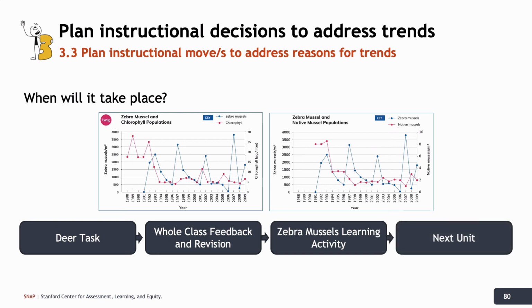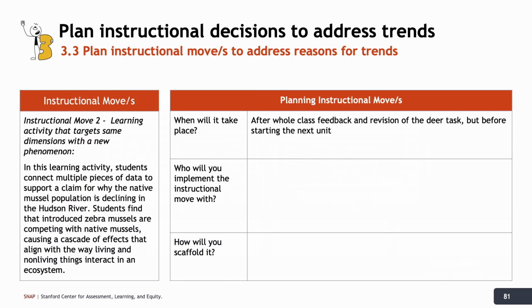So in the next unit, you might include a targeted learning activity, such as the rusted bike chain activity, to target the SEP trend again. Making sure our instructional moves are successful requires more nuanced planning. So we fleshed this out in a separate table below our original planning table called Planning Instructional Moves. Next, we'll use our data to consider which students to implement this activity with.